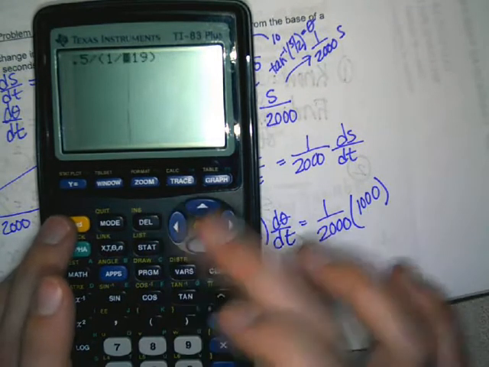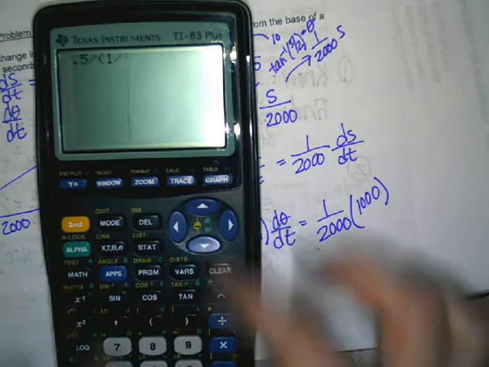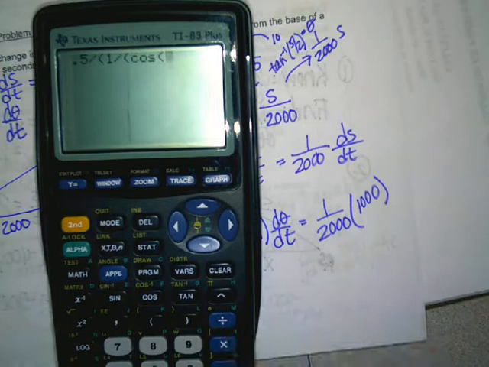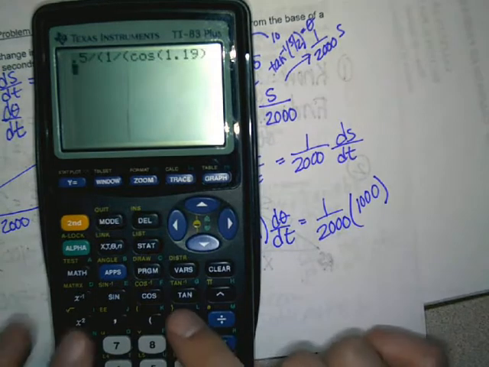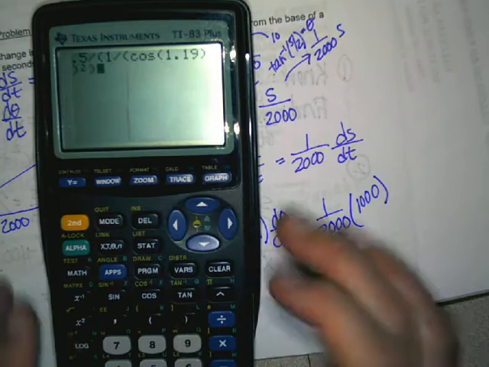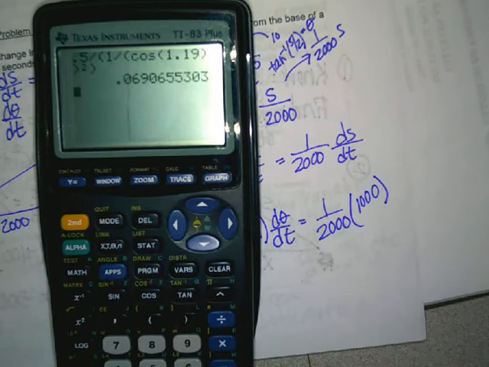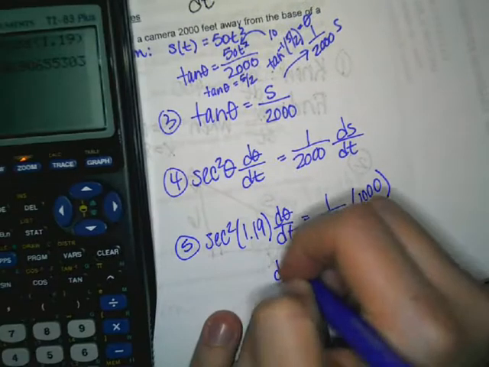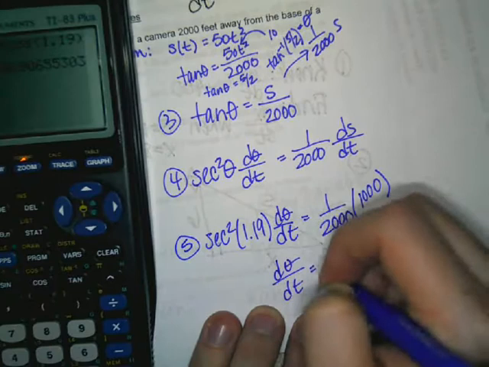I didn't mean to do that. I have to have another parenthesis here. Cosine of 1.19 squared. So you end up getting 0.069. So d theta over dt is going to be 0.069.